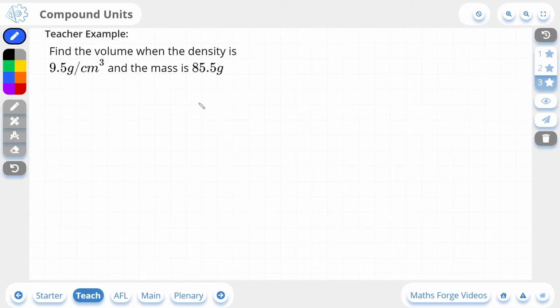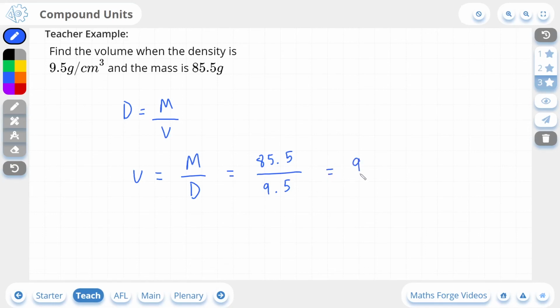Now for the 3-star example, we're being asked to find the volume when the density is 9.5 grams per centimeters cubed and the mass is 85.5 grams. So if you remember, density is equal to mass over volume. And in this case, they're asking us to find the volume. So that's going to be mass over density. And the mass in this case is 85.5 grams, and the density is 9.5. So if we do 85.5 divided by 9.5, we should get for the volume 9 centimeters cubed. And of course, because the density is per centimeters cubed, the units for the volume is going to be centimeters cubed. And if we check our answer, there it is.